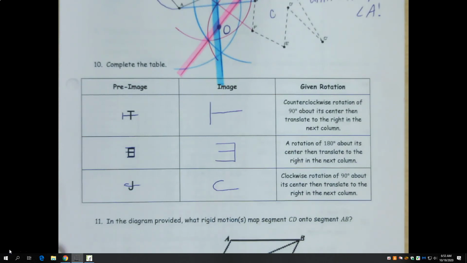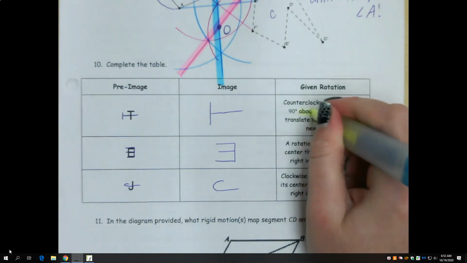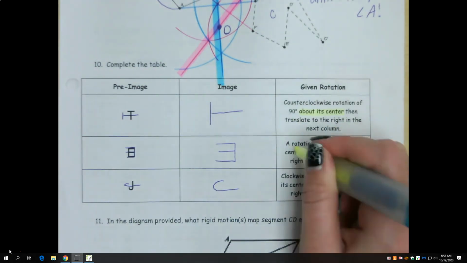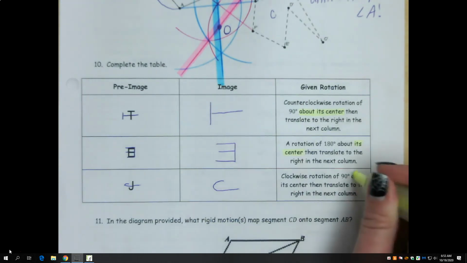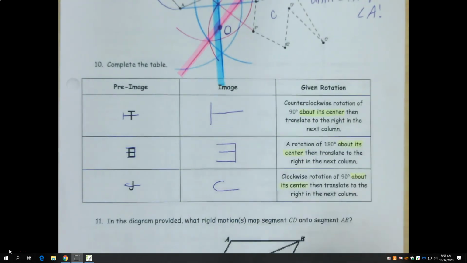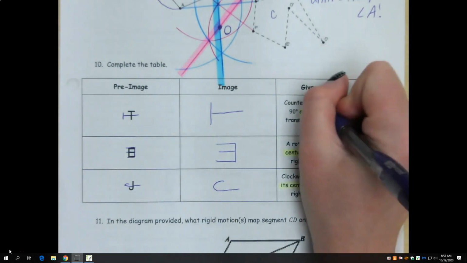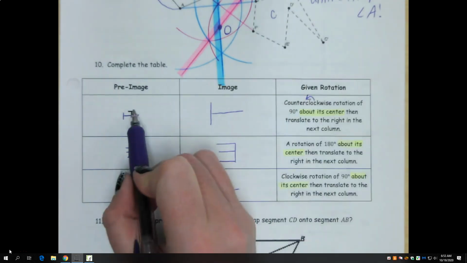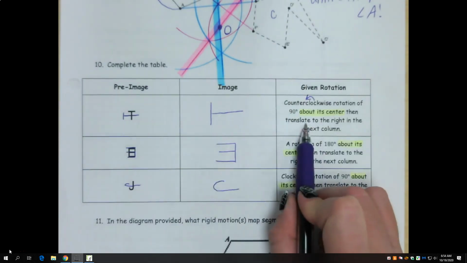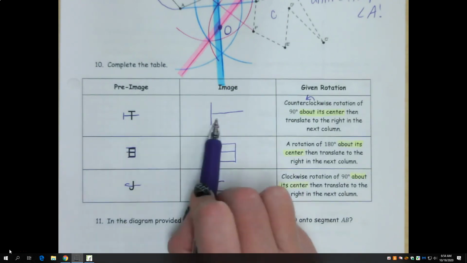So when you first rotate, I know that all of these say that I'm rotating about its center. So that's going to be the center of the letter. All right, so when I rotate 90 degrees counterclockwise, I know that's 1 turn. Counter means I'm turning back time, so 1 turn to the left. And then when I translate, a translate is just a slide. I am moving it over.